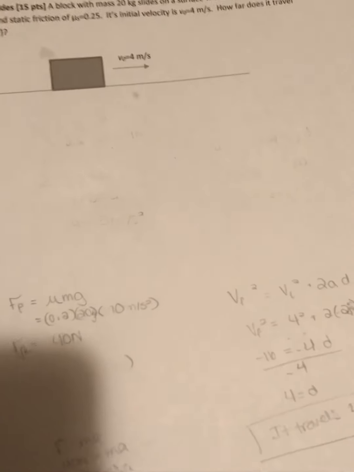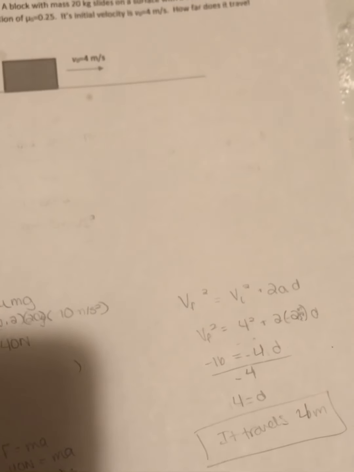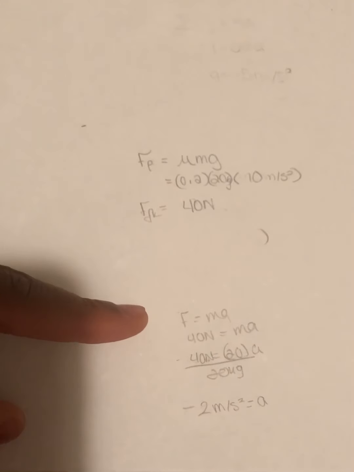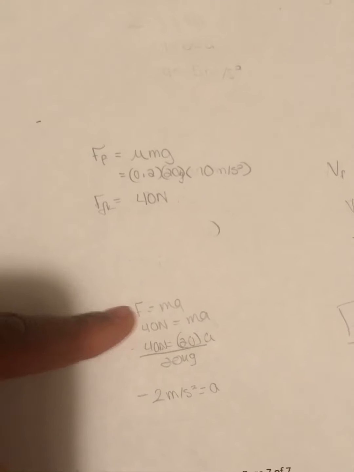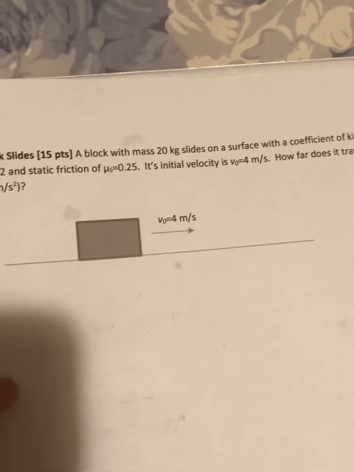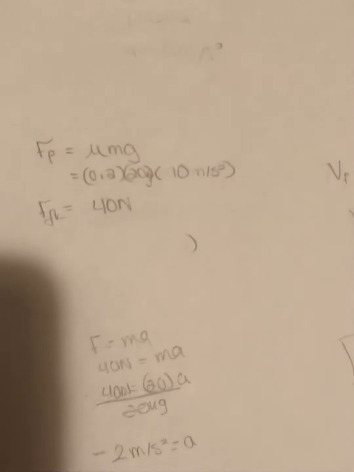I knew I had to use the kinetic friction, and so I put that into this formula, which is mu k times mass times gravity, and that gave me 40 newtons. And so then I put that into force equals mass times acceleration, and since you gave us the mass in kilograms, I put that in, and I had to divide to find the acceleration, which is -2, because it's going in the opposite direction.